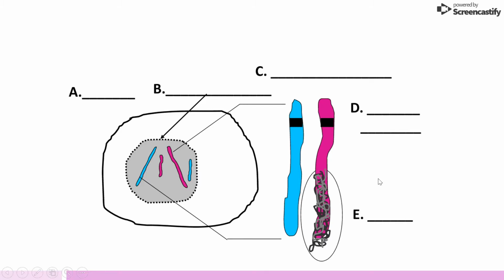Then we have E left. Now, E is asking about all of the squiggly stuff that seems to be inside of the chromosome. And all of the squiggly stuff is called DNA. DNA basically is a long string of proteins, and it's a genetic code that basically makes you who you are. It's kind of like your instruction manual. Okay.